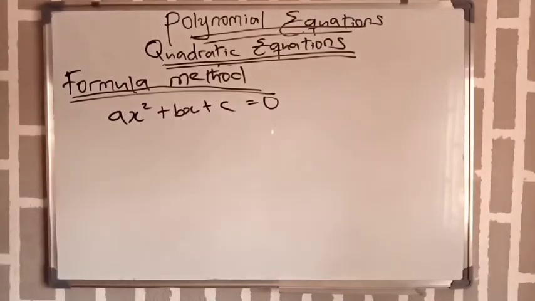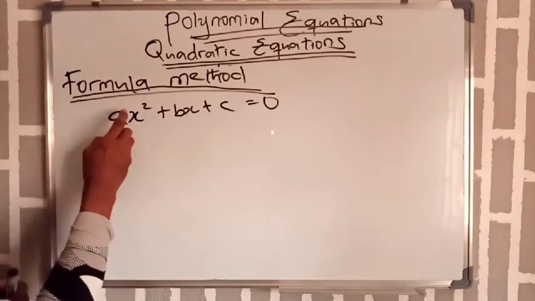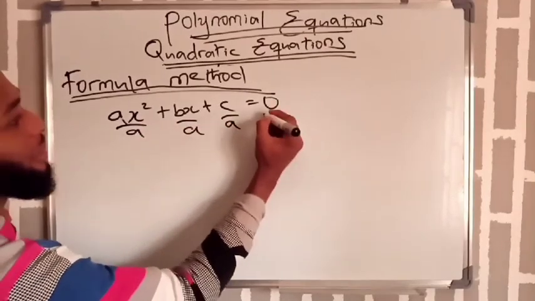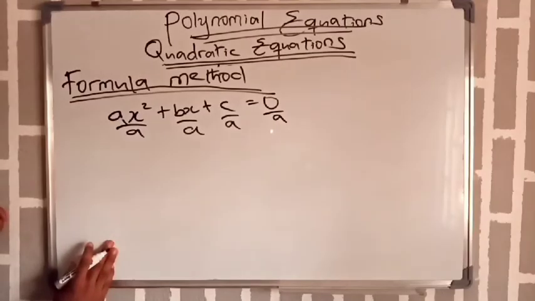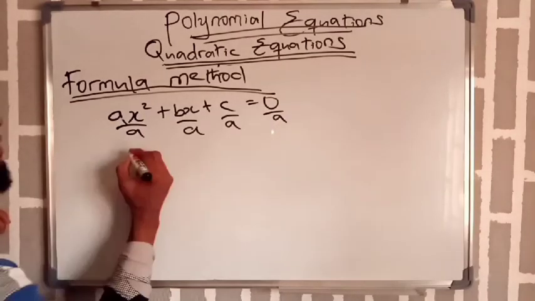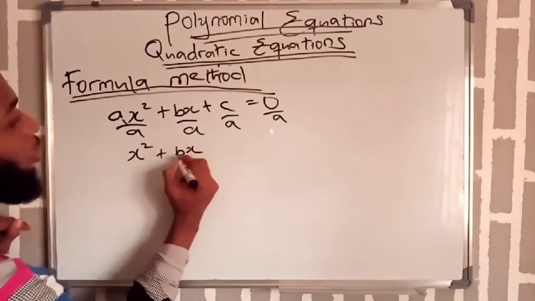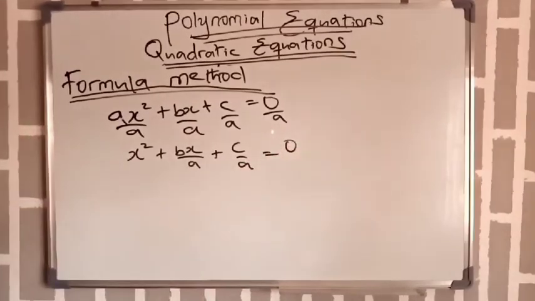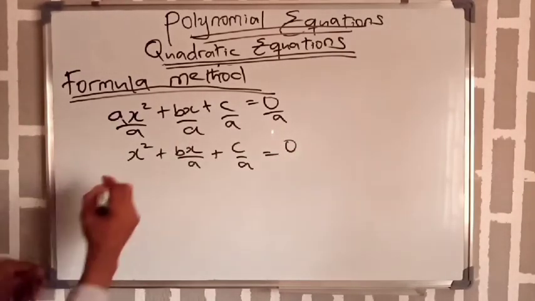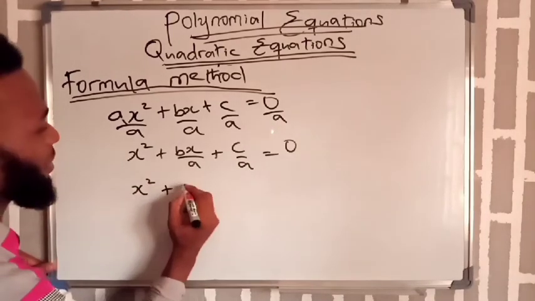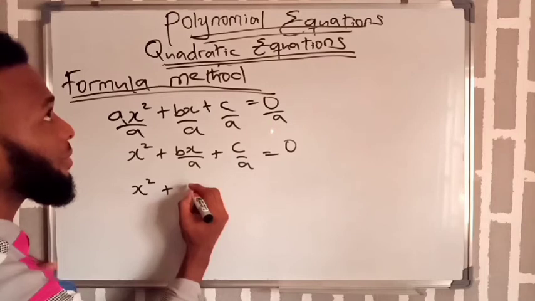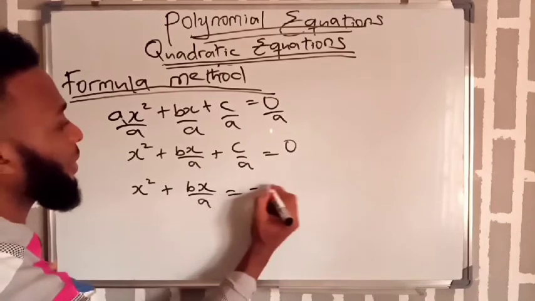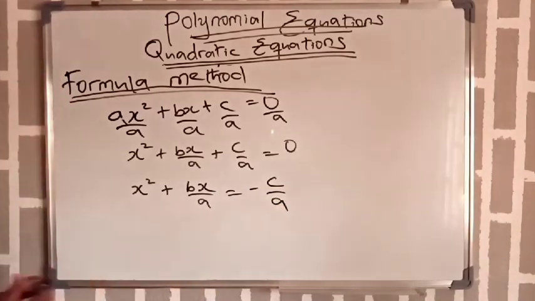So let's solve. First, like I told you in the last one, you have to make sure the coefficient of x squared is 1. So divide both sides firstly by a, dividing all sides by a. So that gives x squared plus bx over a plus c over a is equal to 0. Now the second step is to move this to the other side. So this is x squared plus bx over a is equal to minus c over a.